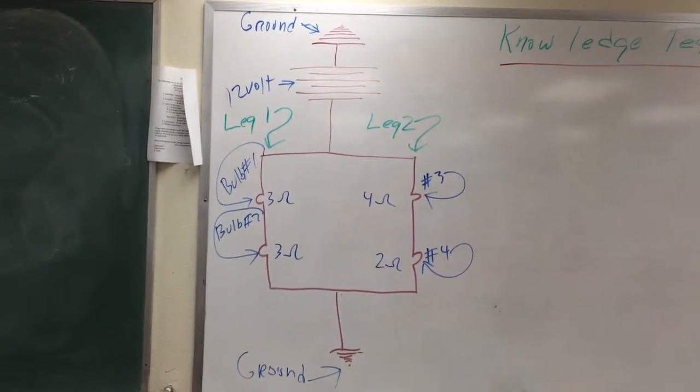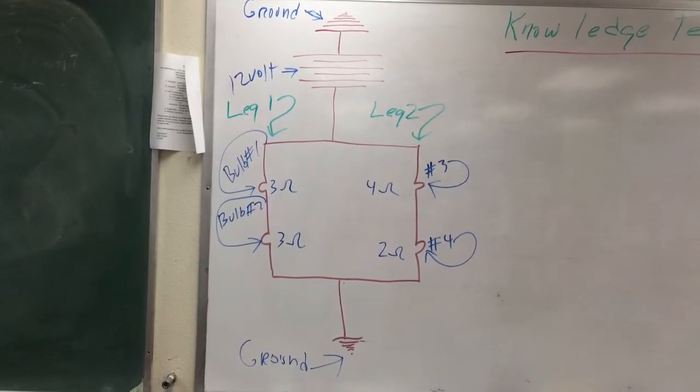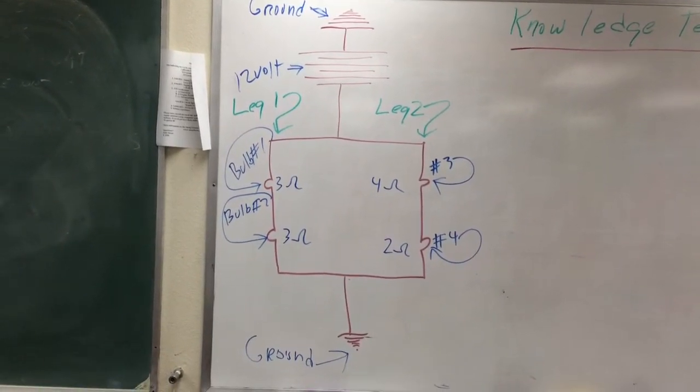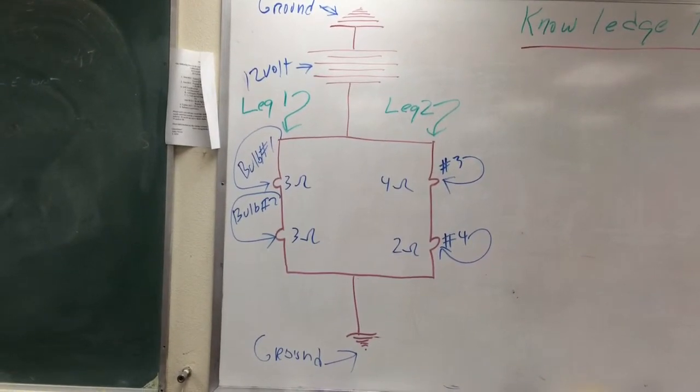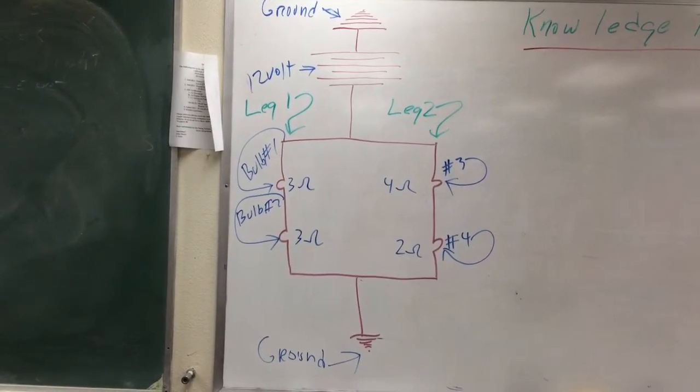This is a parallel circuit. There are two legs. There are 4 light bulbs total, 2 in each leg. We're going to work through this and find out what the voltage drop is per light bulb.